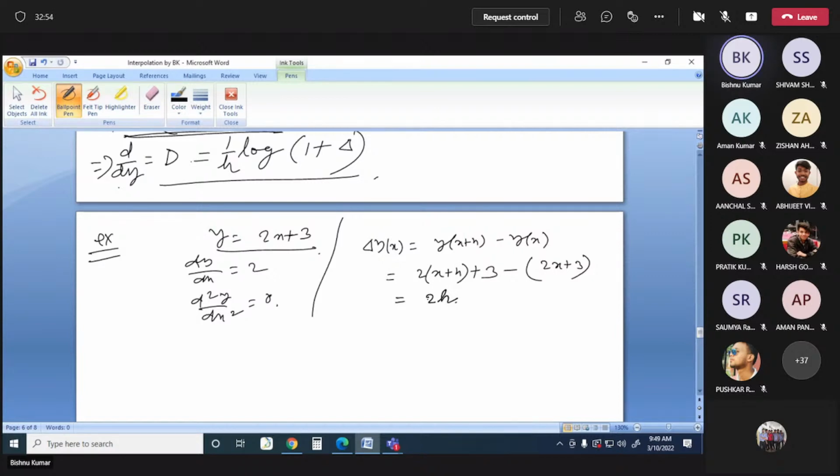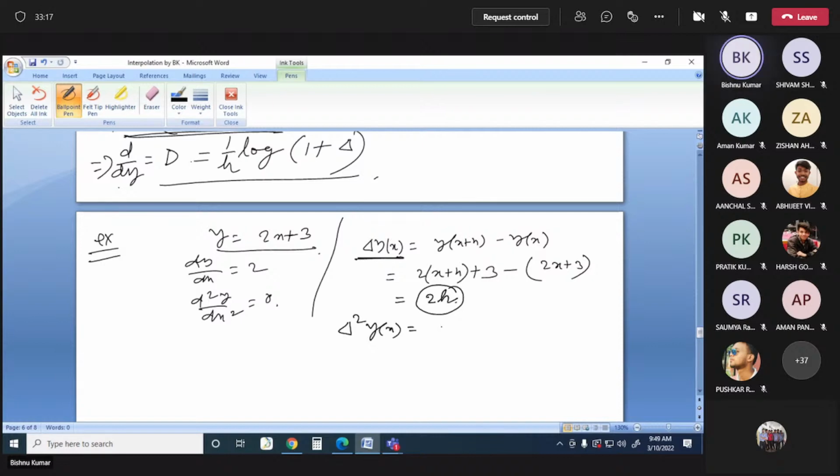You just try the first difference. Try to calculate the second difference, del 2 y. So what will it be? Difference of the first difference. So del of y of x plus h minus del of y x.